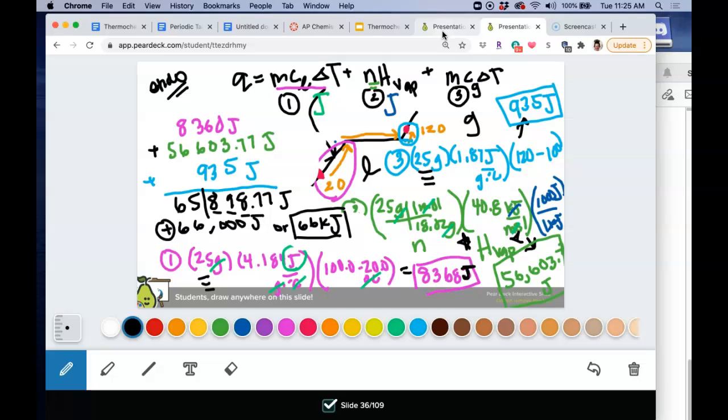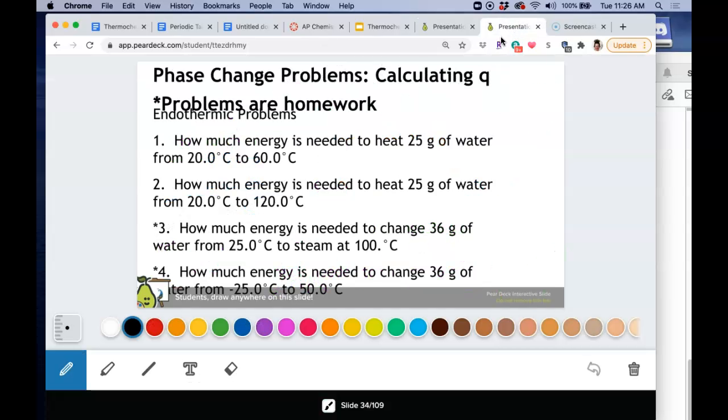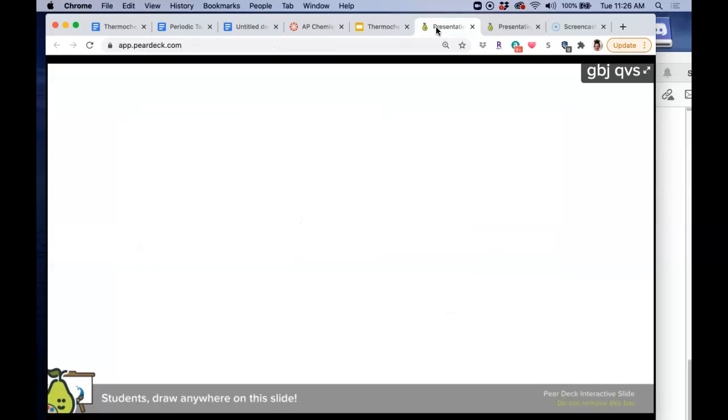All right, I'm going to start you off on the next one, number 3, and then I'm going to have you finish 3 and 4, and then I'll post the answers. I'm not going to post the answers with me doing them, I'm just going to post the worked out answers. The only trick between 3 and 4 is the wording. So let's go to number 3. It says, how much energy is needed to change 36 grams of water from 25 degrees Celsius to steam at 100? So you go, oh, we haven't talked about this word steam at 100.